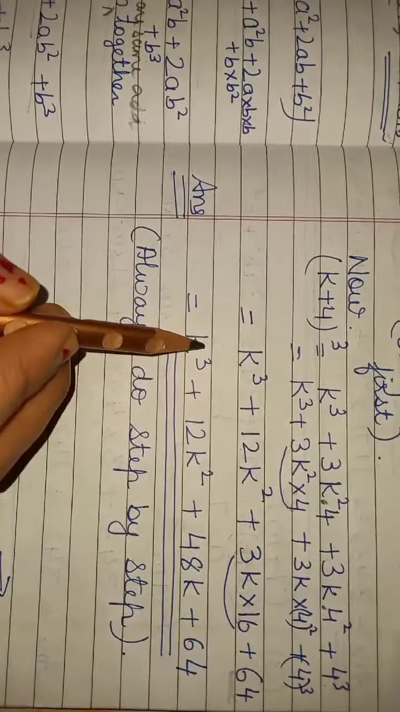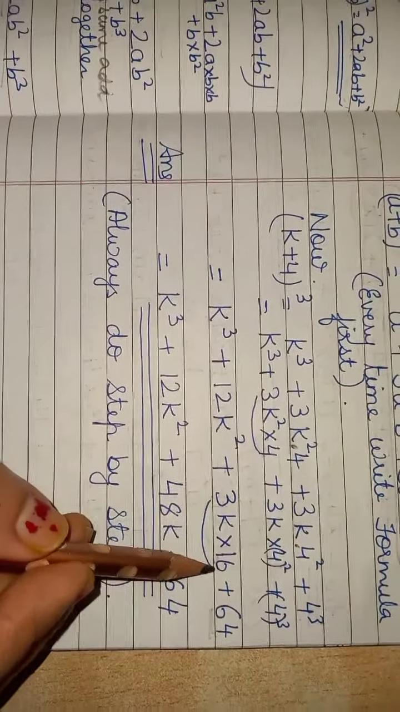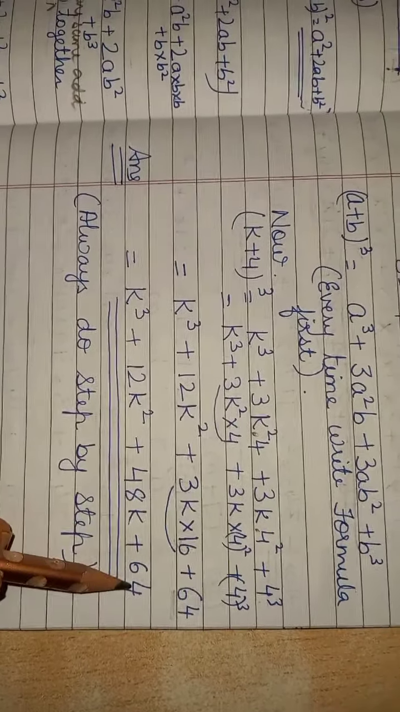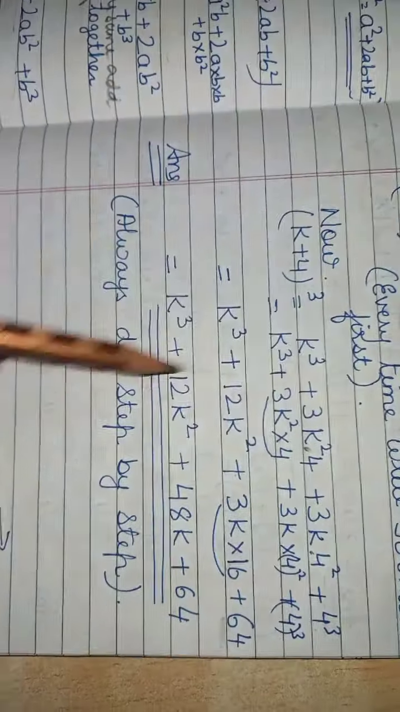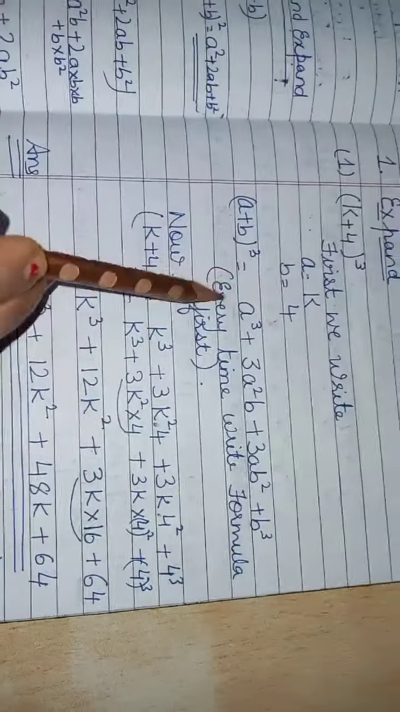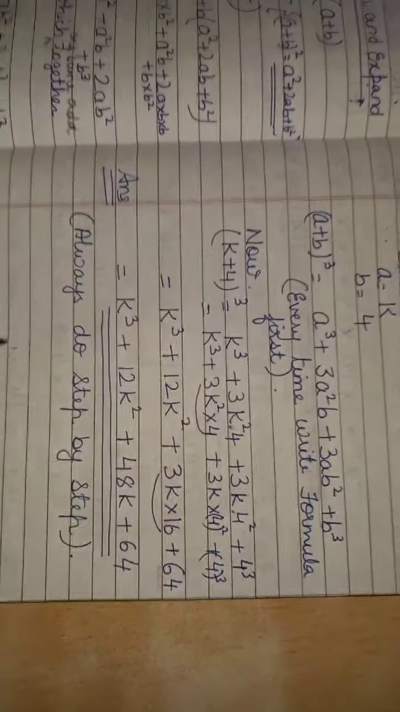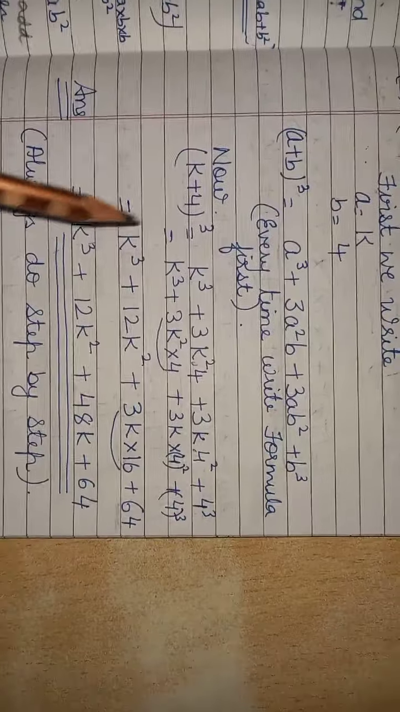Then it becomes k cube plus 12k square plus 3 and 16 should be multiplied. These are numbers. We will get 48k plus 64. Okay, now this is the answer. Whenever you do this, the formula is needed first, then step by step. If you do step by step, it will be easy for you to find the answer. There will be no mistake also, and you also get marks from the steps.